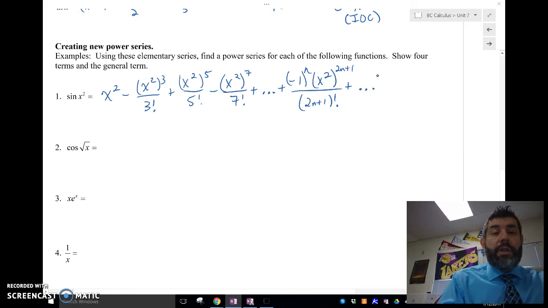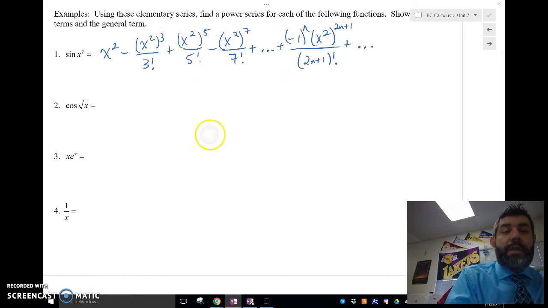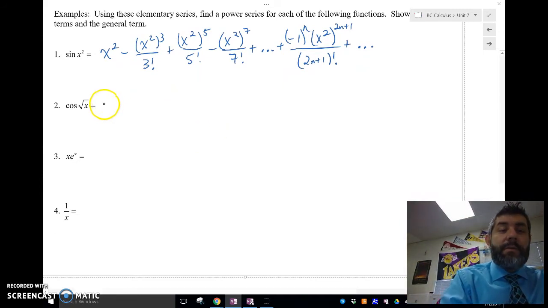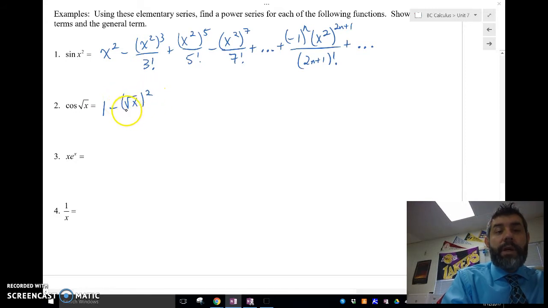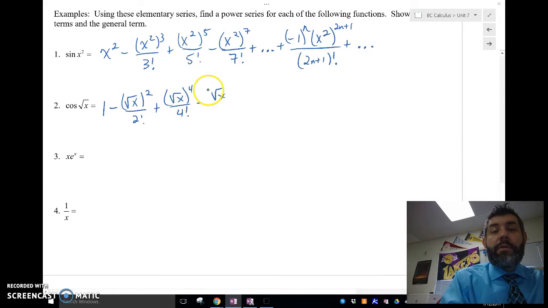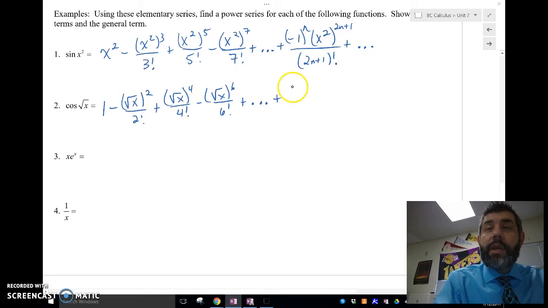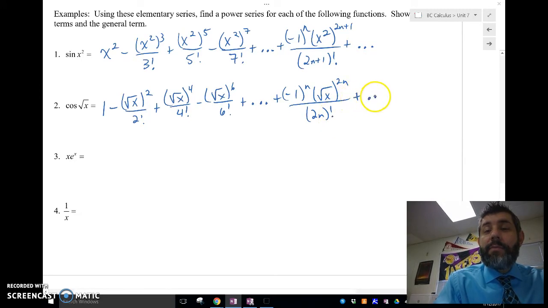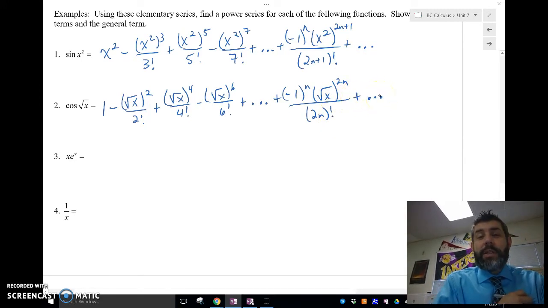Let's do number 2, which is the cosine of root x. Again, I'm going to plug it into my series above. Square root of x squared over 2 factorial plus square root of x to the 4th over 4 factorial minus square root of x to the 6th over 6 factorial, and so forth. You have to make sure that you put in this nth term. You're going to want to get that credit. You have to have that nth term. All right, plus dot, dot, dot, showing it's infinite.